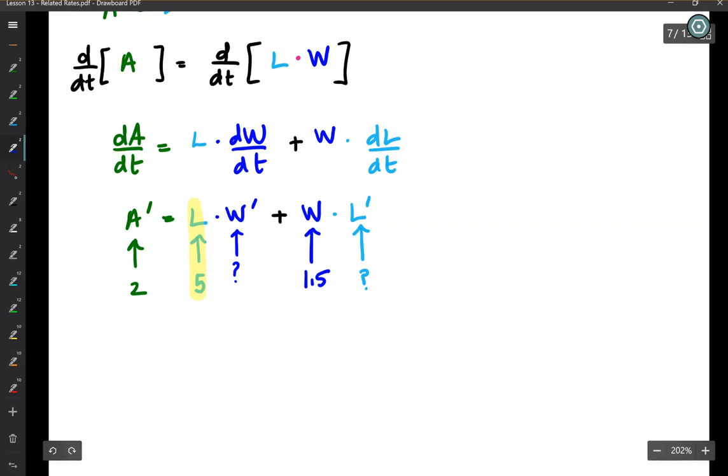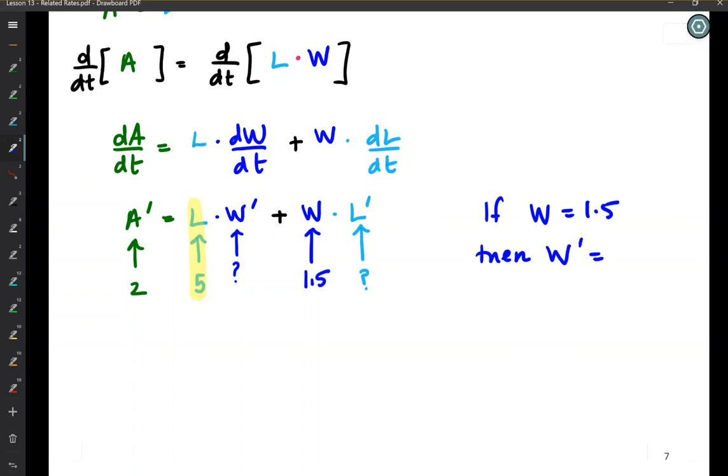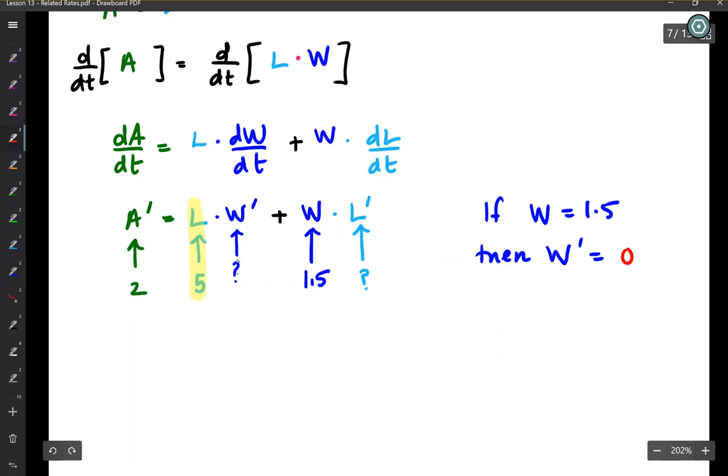Well, if W is always 1.5, then what must be true? Then W prime, the derivative of 1.5, is 0. The derivative of a constant is 0. So this ends up being 0, which is why that information, find the rate at which the length changes with respect to time, when the length is specifically 5 inches long, that didn't end up mattering. And here we are solving the same equation, 2 is equal to 1.5 times the thing I'm looking for, dL/dt, L prime. Excellent.